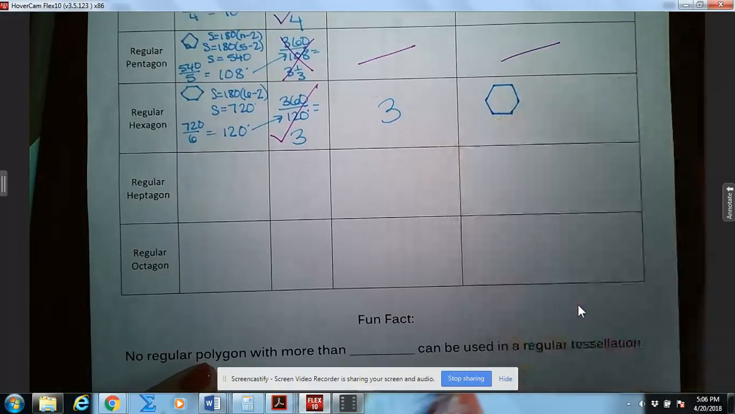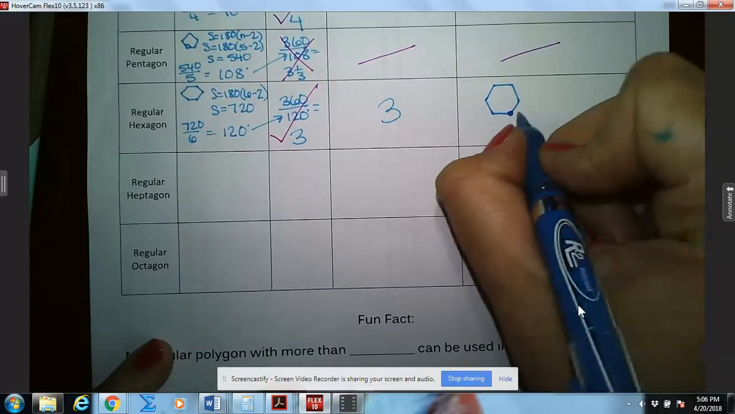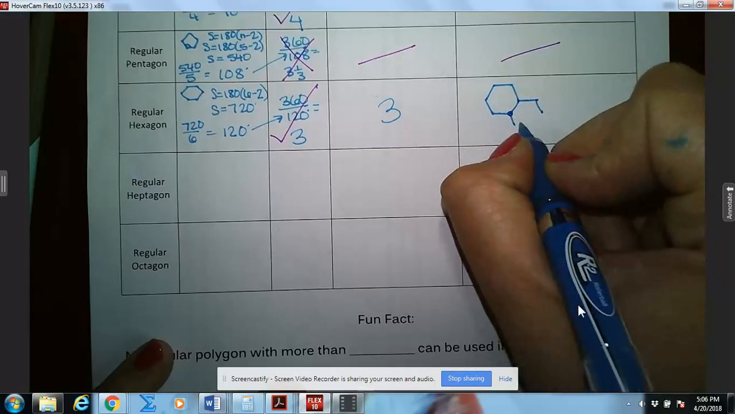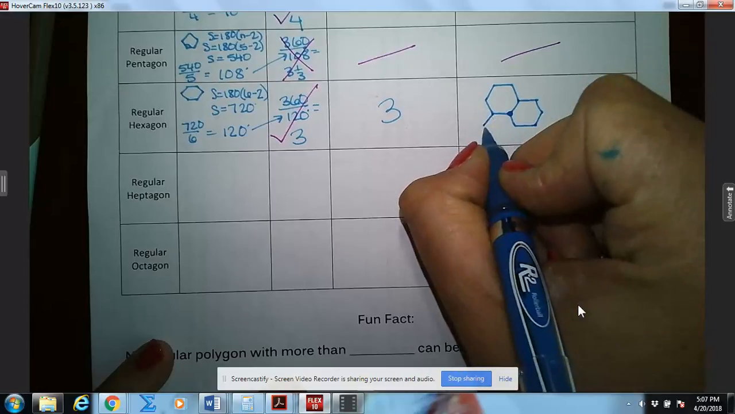Ooh, that's a pretty good hexagon. Right, I'm going to tessellate around this point here. Okay, so hexagon number 2. Not too bad. I'm pretty impressed with myself here.